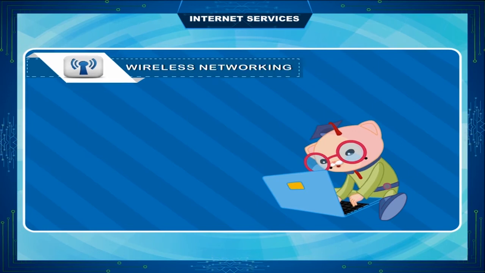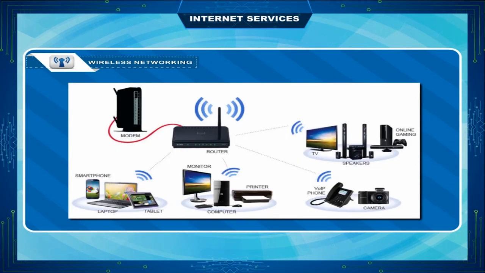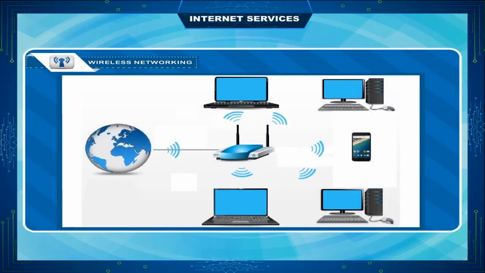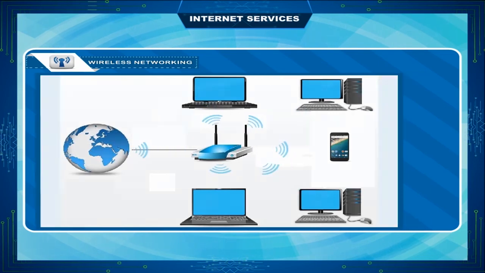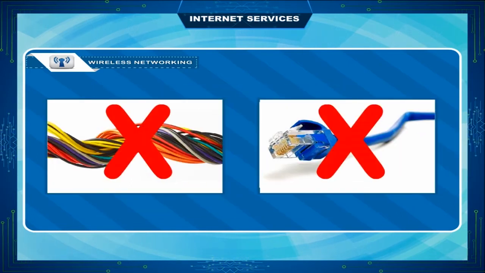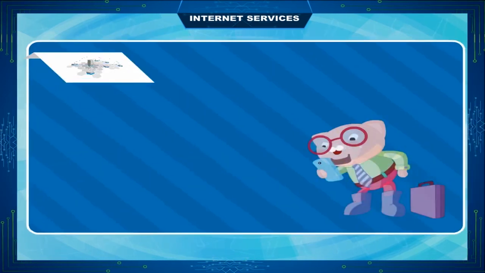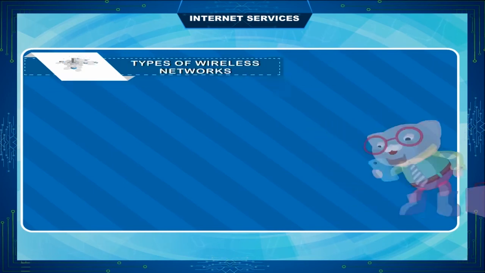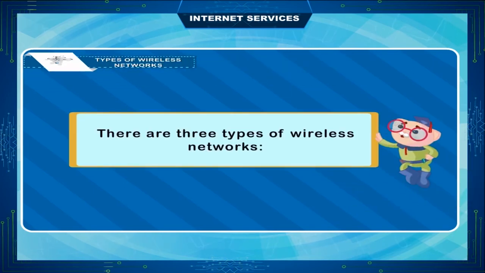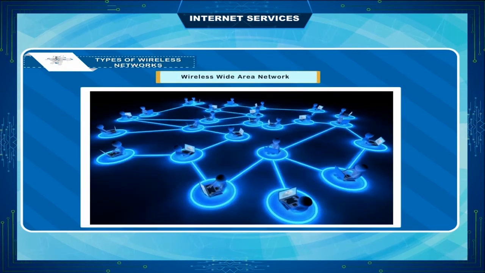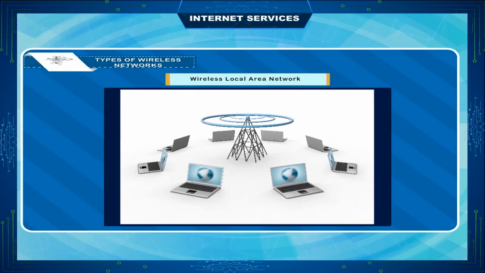Wireless networking. A wireless network is a flexible data communications system implemented as an extension to or as an alternative for a wired network. Wireless networks use radio frequency (RF) technology to send and receive data over the air. It does not use wires or cables. Wireless media is also known as unguided media. Types of wireless networks. There are three types of wireless networks: wireless wide area network, wireless local area network, wireless personal area network.